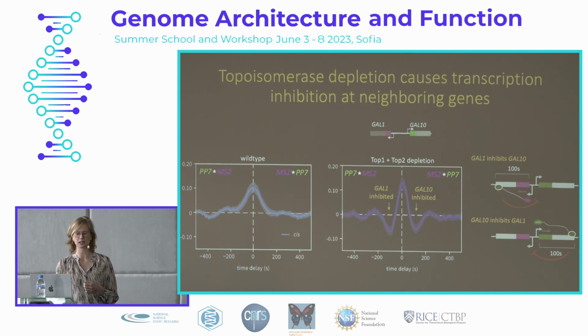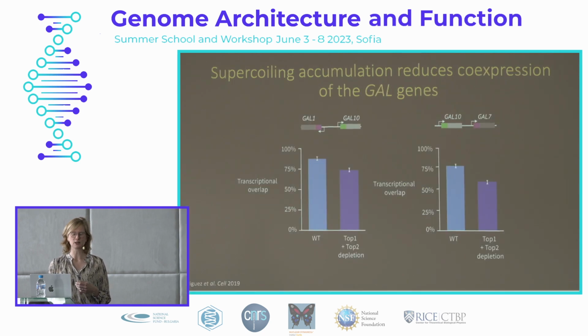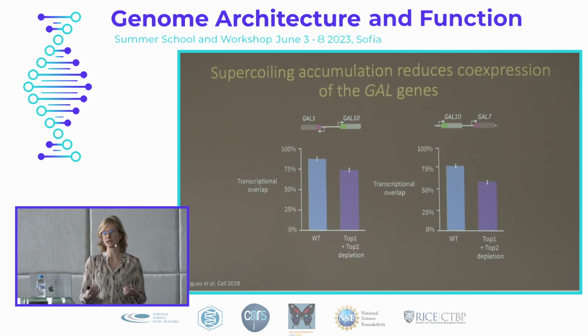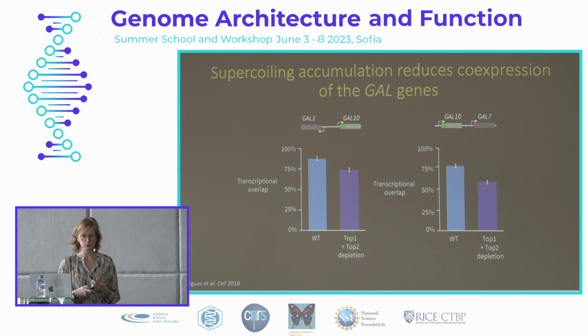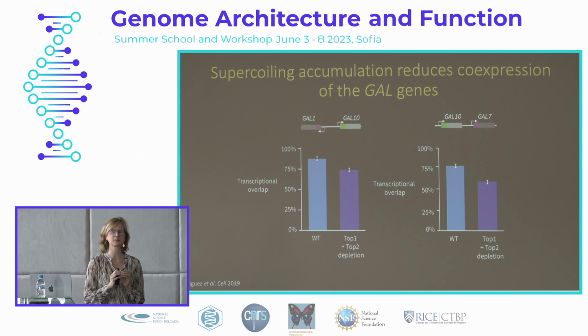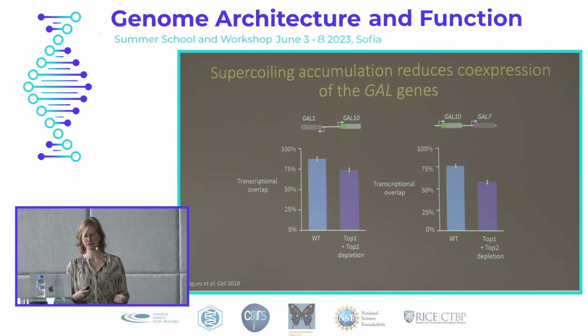We see the same for GAL10 and GAL7. And when we looked at how often these genes still co-express, we saw that for both of these gene pairs, the overlap of transcription was reduced. This was slightly surprising, especially for the divergent genes, because it had been predicted before that more supercoils for divergent genes should actually enhance their coupling, because you get more negative supercoils in this promoter region. And so we verified it another way.